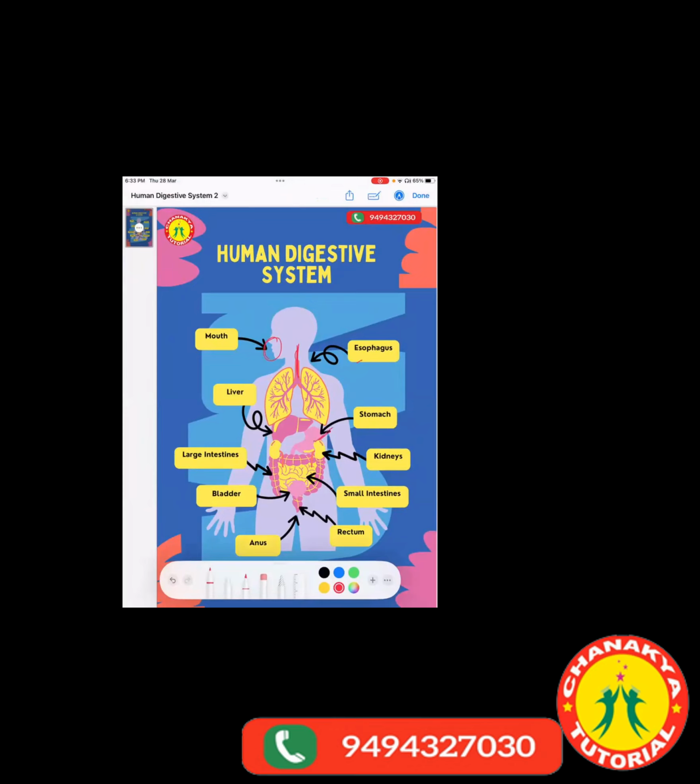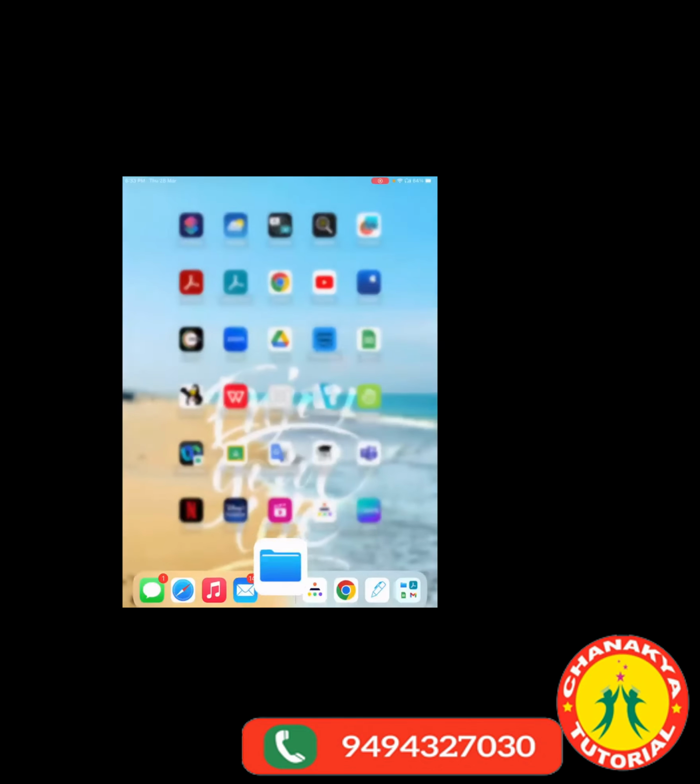Above the stomach, as I told you, the liver will be there. And at the back of the stomach will be the pancreas. From the side of the stomach, the gallbladder will come out. Then the large intestine, the small intestine, then the rectum, and at the end of the rectum will be the anus. So this is the human digestive system.